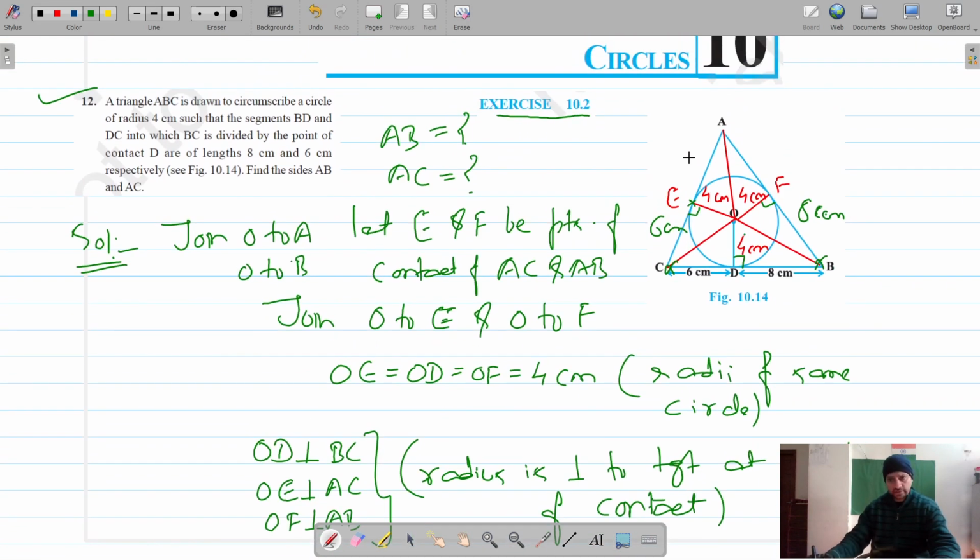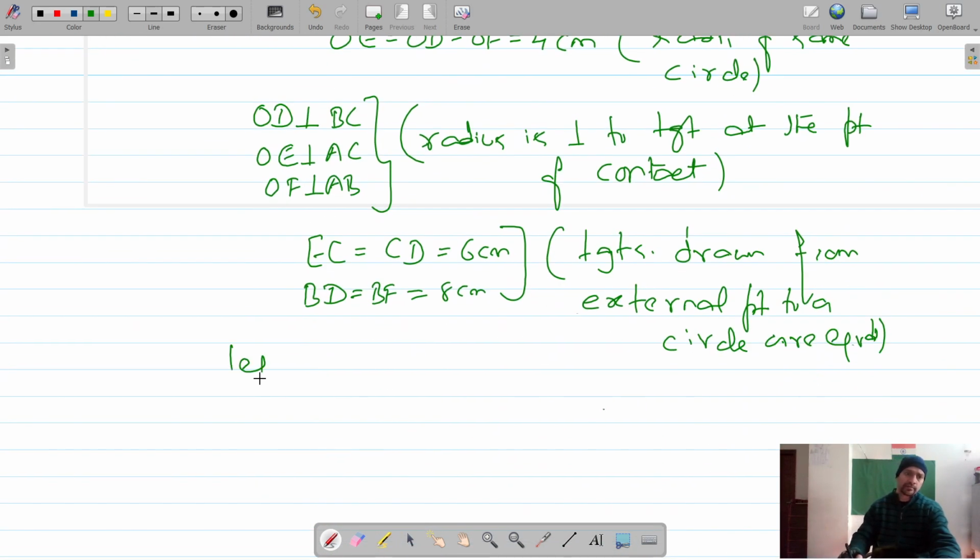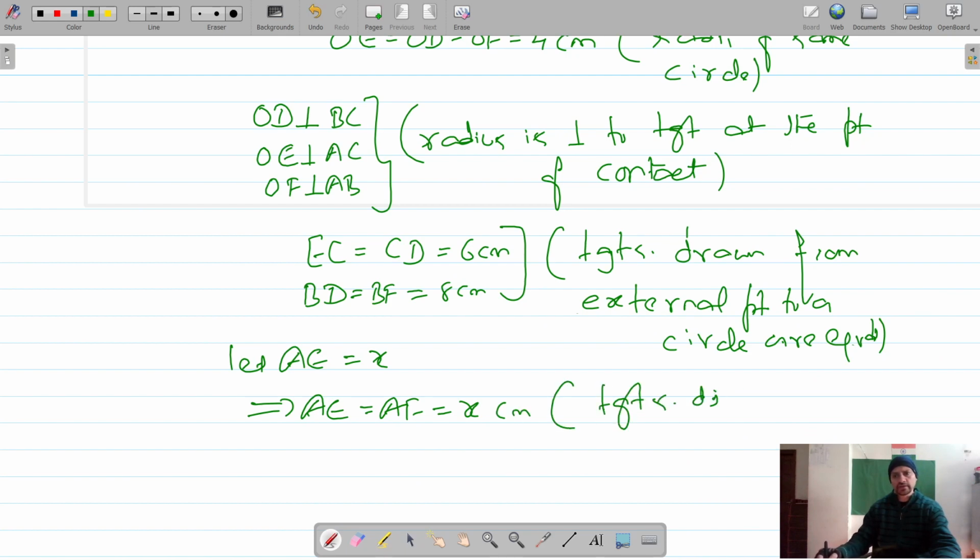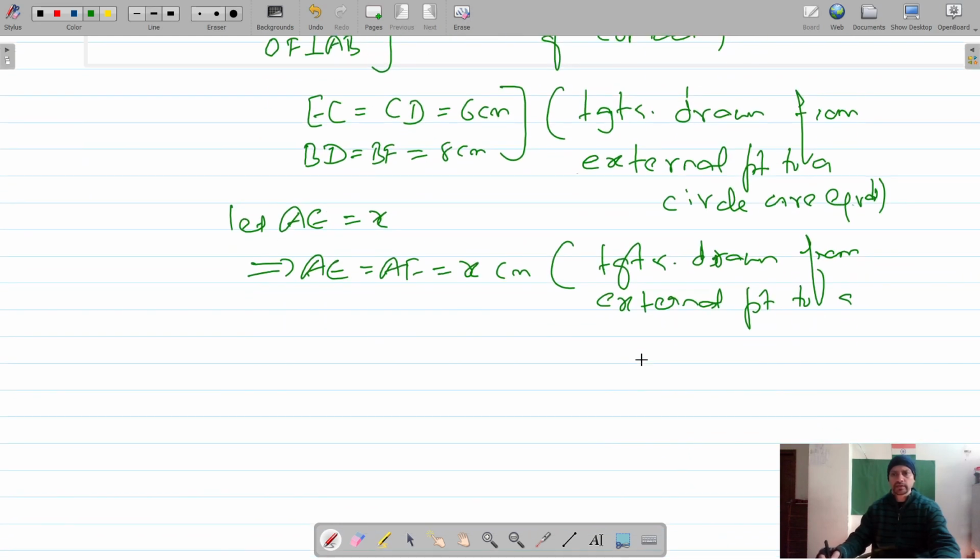Okay, so now we are left with A. So let AF be equal to X. If AF is equal to X, then AE will also be X. So let AF is equal to X centimeter, because these are also the tangents drawn from an external point to a circle, and they are equal. Okay.